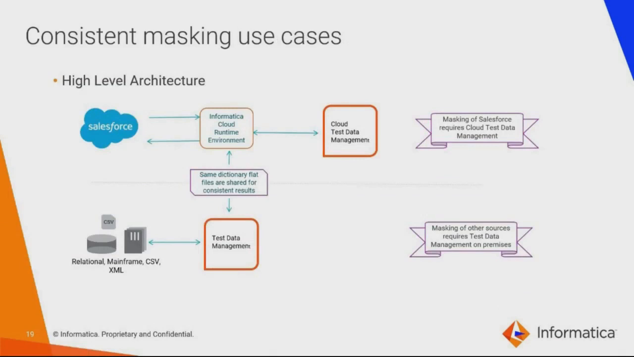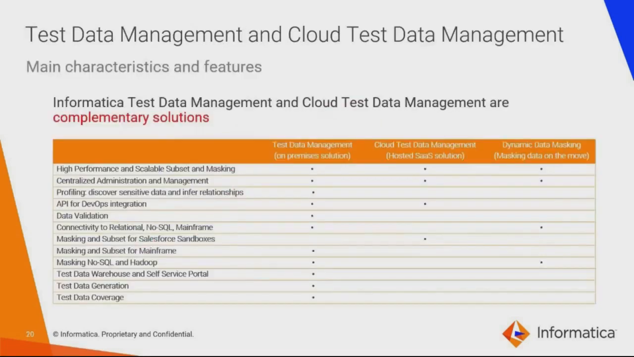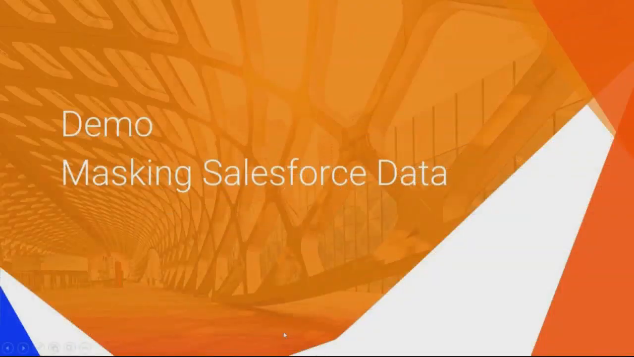Now, this is the high-level architecture to achieve consistent data masking use cases. The top one is where we are talking about the cloud test data management. The bottom portion is for all other different sources, which is test data management. These are the characteristics and features that differentiate the three products that we have on masking. One is the on-prem solution, which is the test data management, the cloud test data management, and the dynamic data masking. Before going into the demo, we would go over the dictionary files for data masking.